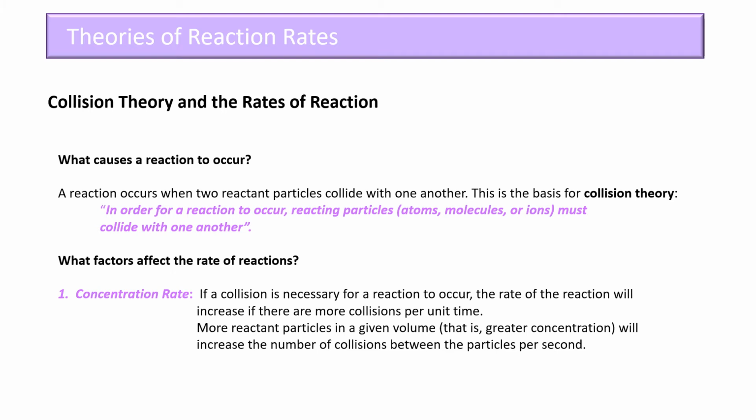Collision theory and the rates of reactions. What causes a reaction to occur? A reaction occurs when two reactant particles collide with one another. This is the basis for collision theory. In order for a reaction to occur, reacting particles, atoms, molecules, or ions must collide with each other.